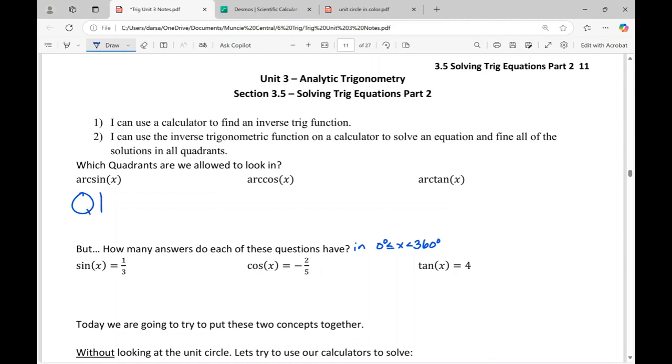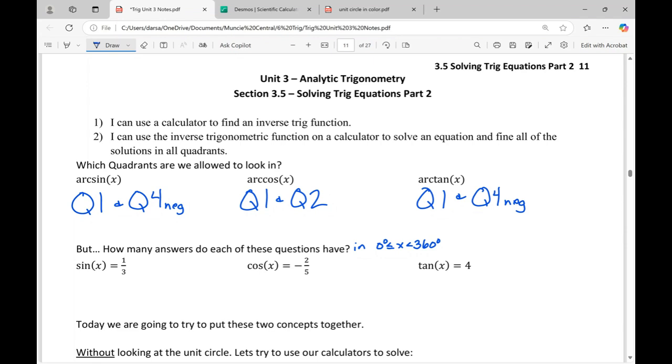Well, remember, arcsine will give you answers from quadrant 1 or quadrant 4, but the quadrant 4 answers will be negative answers between 0 and negative pi over 2 or negative 90. Arc cosine will give you answers from quadrant 1 and quadrant 2, and arctangent will give you answers from quadrant 1 and quadrant 4. Again, you will get negative answers from quadrant 4.